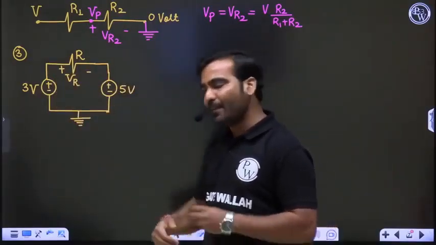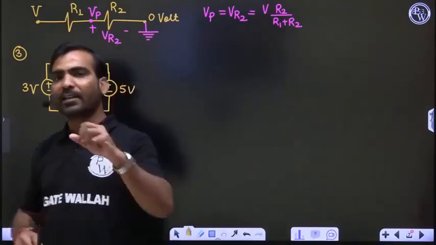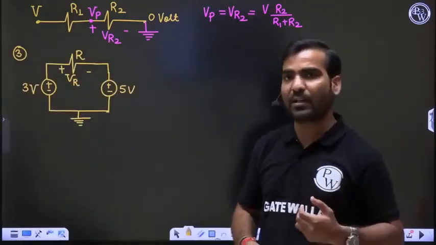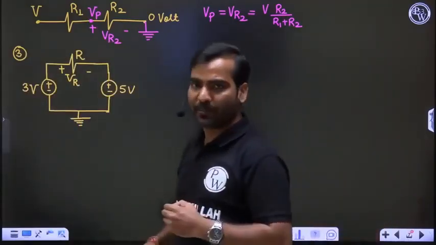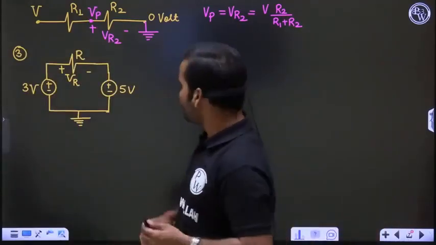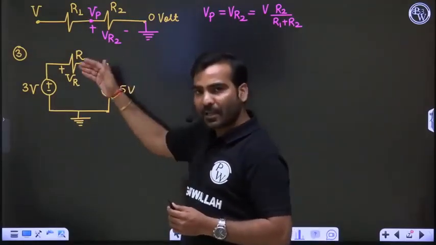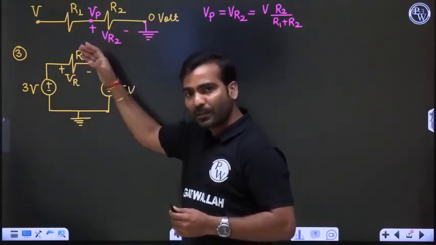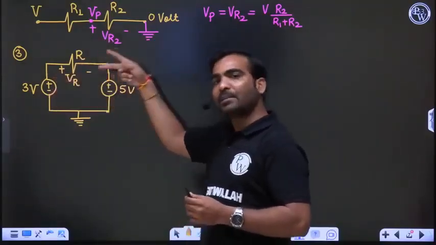But I am not interested in KVL right now. Suppose I want to give the answer to this question based on the superposition theorem. Suppose two sources are there. First I will find the answer of voltage across the resistor with the help of this 3 volt and then with the help of 5 volt.